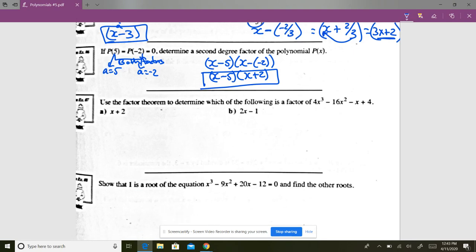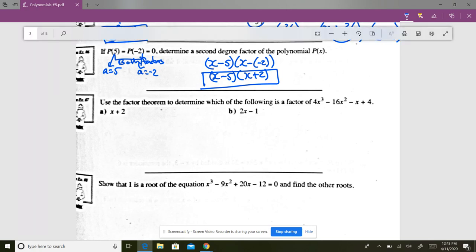Use the factor theorem to determine which of the following is a factor of this polynomial. Okay, so remember, if it's a factor, P(a) will equal 0. So my a value here is negative 2. So I put that into the x's. I got 4 times negative 2 cubed times negative 2 squared minus negative 2 plus 4.